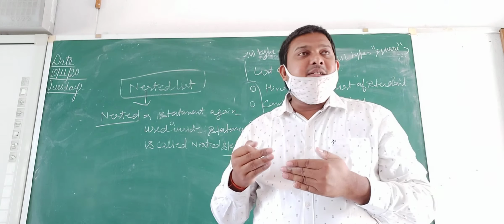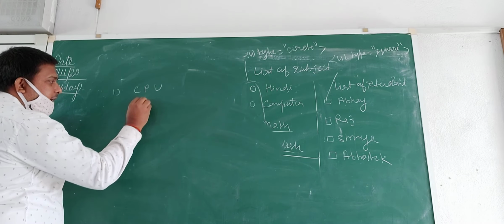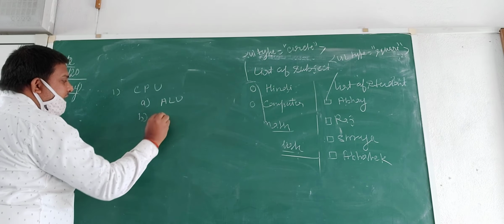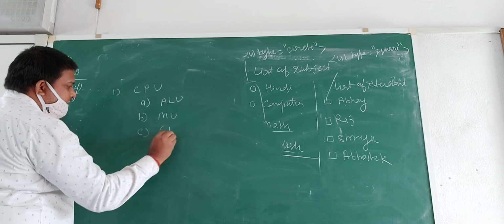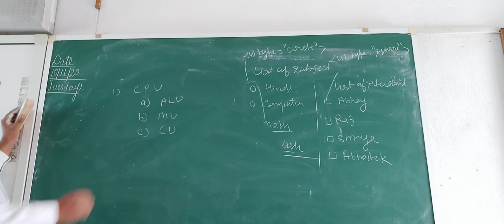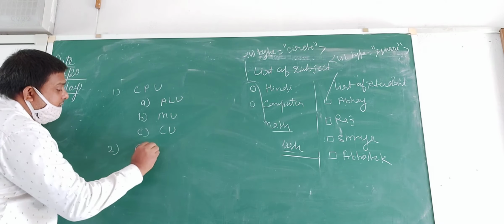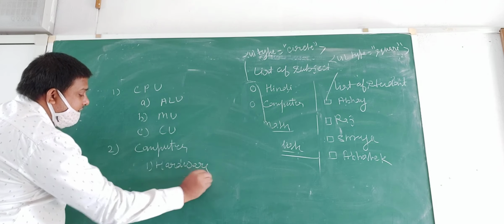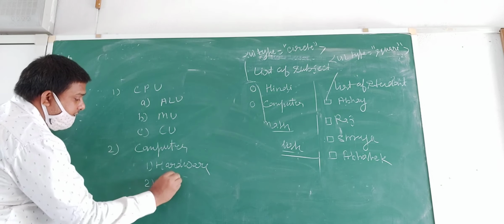I will show you. Look here. For example, we are discussing the parts of the hardware. So first we have written CPU. In the CPU, how many parts are there? We have ALU, we have MU, and we have CU. Clear? Second, in the computer, we have two parts. What do we have? First one is hardware, and the second one is software.